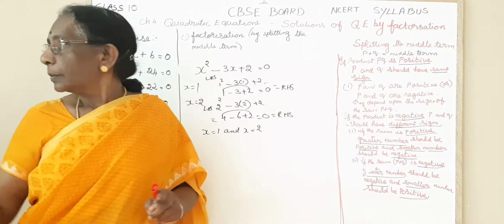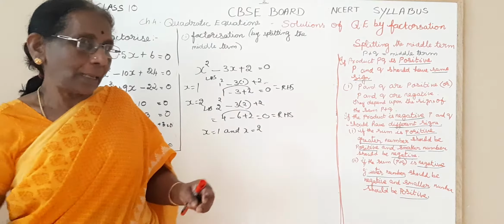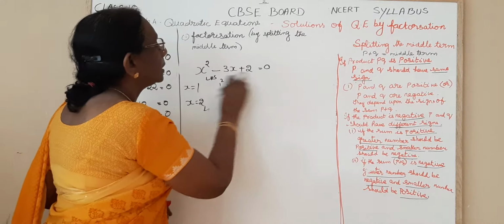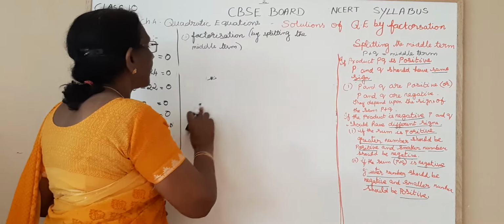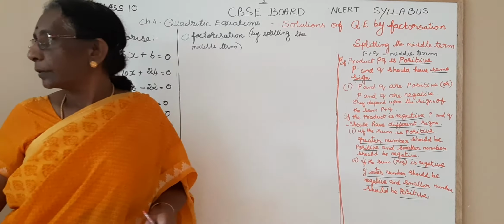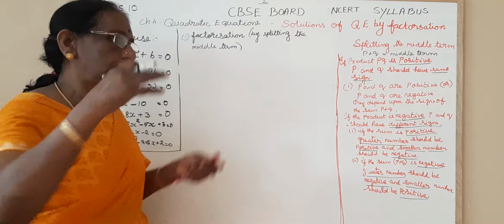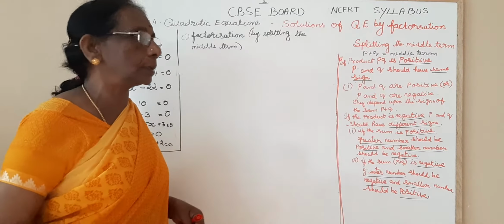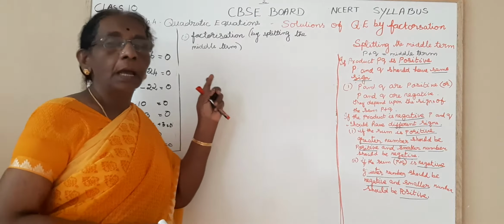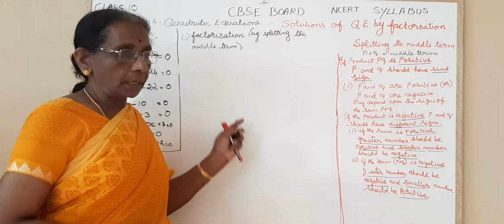Have you understood? But we cannot use this trial and error method for everything, isn't it? That's why we are using 3 methods. One is the factorization method, the other is completing the square, and next is the quadratic formula. But completing the square is not in our syllabus for this year. Therefore, we have only 2 methods, the factorization method as well as the quadratic formula.